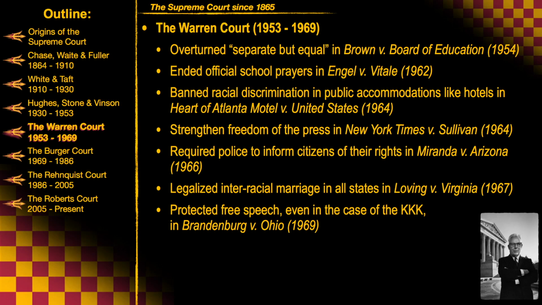And so to give this rundown, during Warren's time as the Chief Justice, the Supreme Court overturns separate but equal. It ends official school prayers. It bans racial discrimination in public accommodations like hotels. It strengthens the freedom of the press. It requires police to inform citizens of their rights. It legalized interracial marriage across all of the states, and it protected free speech, even in the offensive cases like those of KKK speakers. So all of this took place under the Warren Court.